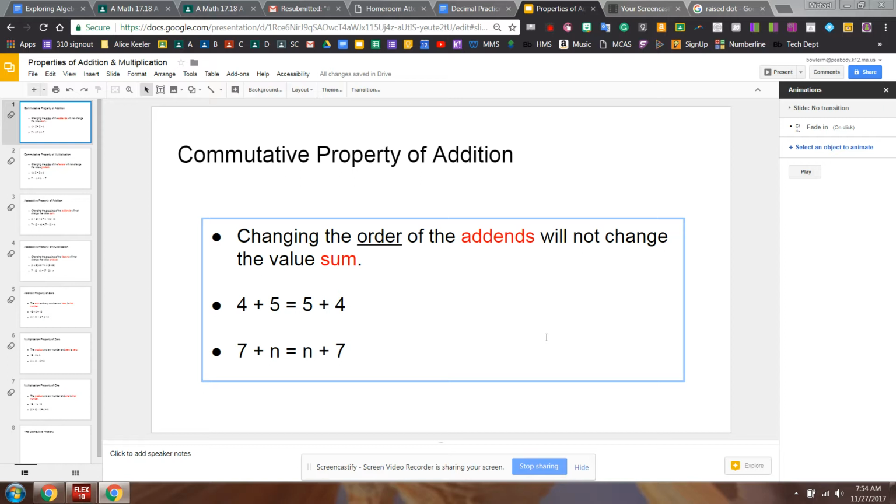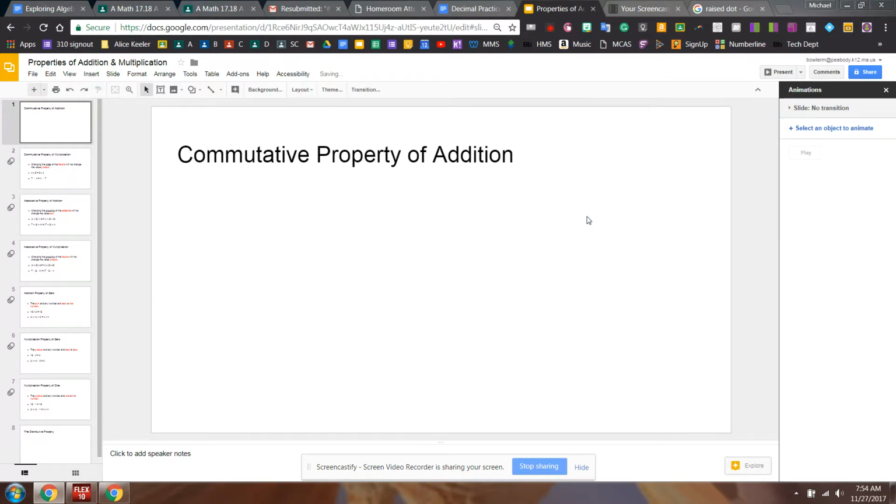So we are going to take a quick look at the different properties. There is a property called the commutative property of addition and the commutative property of multiplication. They're essentially the same property. The way it works is, think of the word commutative or the word commute. That's what people do in the morning when they drive to work.